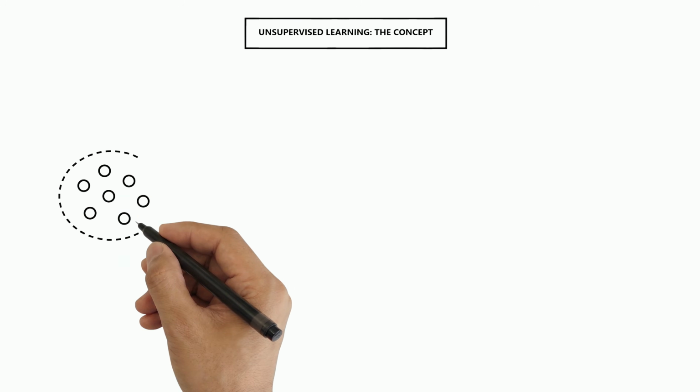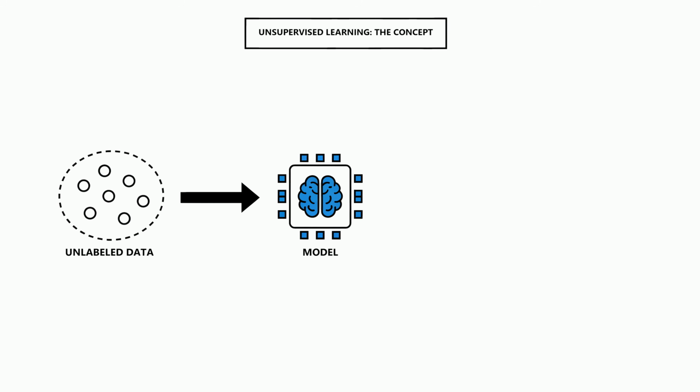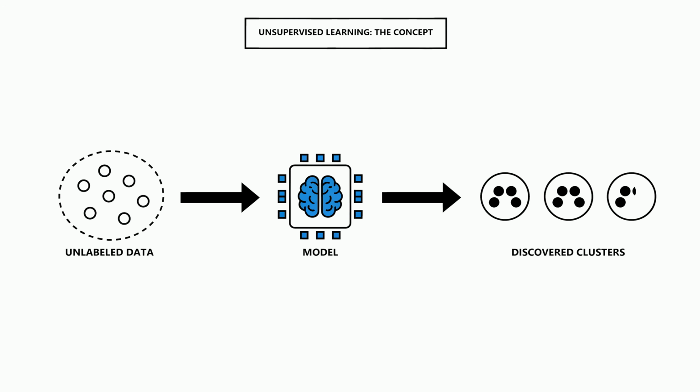Unsupervised learning removes the labels entirely. You just hand the model a pile of raw data and ask it, what structure do you see in here? There's no right answer to check against. The model has to find patterns, similarities, and groupings completely on its own. The most common outcome is clustering. The model naturally groups similar data points together, even though nobody told it what those groups should represent. It's about discovering something you didn't already know was there.